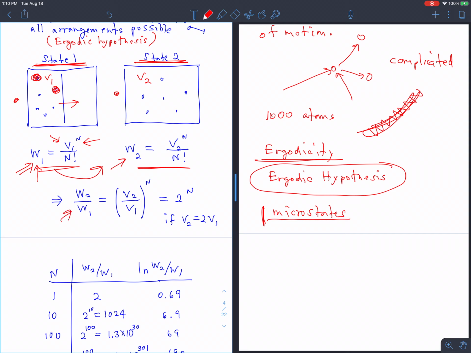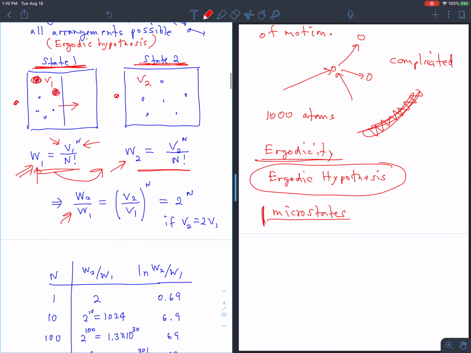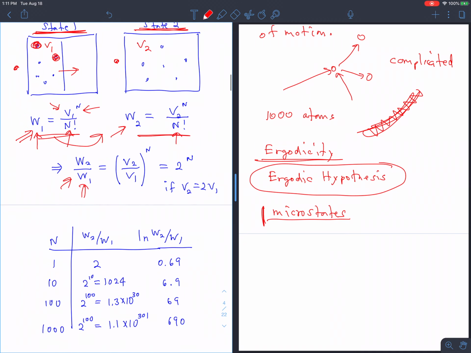If the ratio is greater than 1, then W2 is bigger than W1. If the ratio is less than 1, then W2 is smaller than W1, so taking a ratio makes sense. If I do that, then there's the same number of molecules in both cases, so the n factorials divide out. And you just get that the ratio of the number of microstates available for those two cases is equal to the volume V2 divided by the volume V1, raised to the nth power.